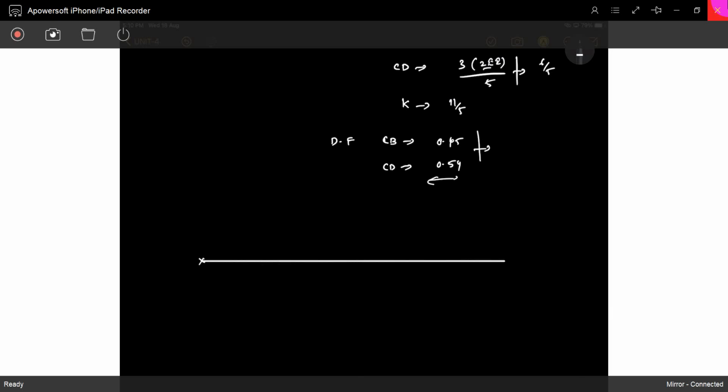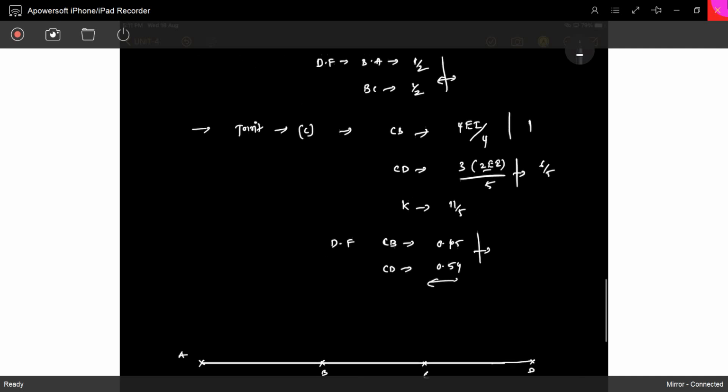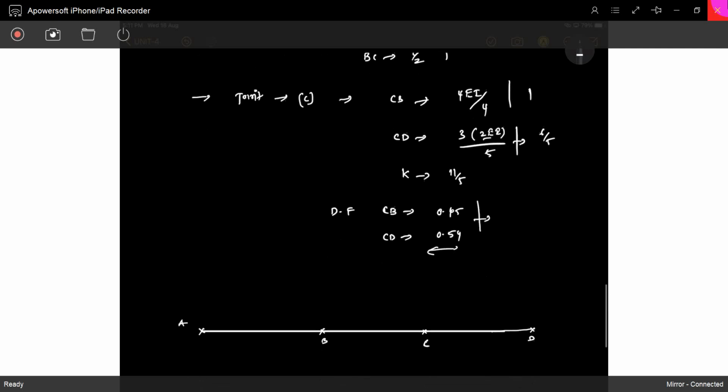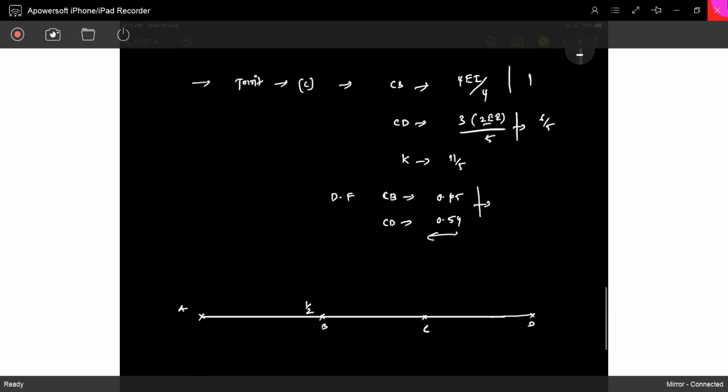So take it as A. Take it as B. Take it as C. You can write D. Distribution factors are there at B and C. So BA is 1 by 2. You can write 1 by 2 and 1 by 2. It says 0.45, 0.54. That's it now, CB. So we can put a closed end. That's it.